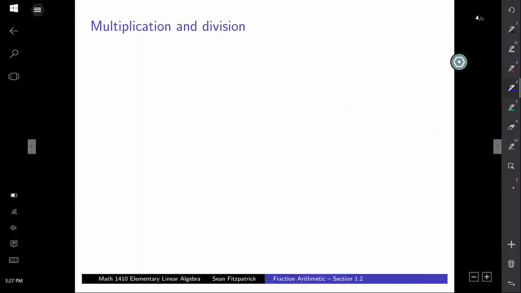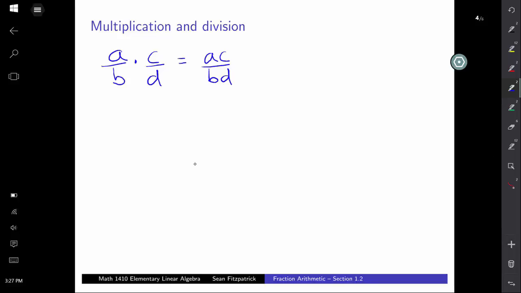Alright, now we come to multiplication and division. And the rule for multiplication is a bit more straightforward. If I want to take a fraction a over b, multiply by a fraction c over d, I simply multiply the numerators and I multiply the denominators. You just multiply across. Top times top, bottom times bottom.